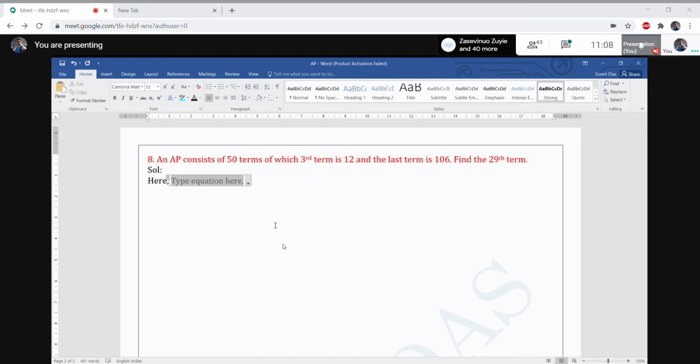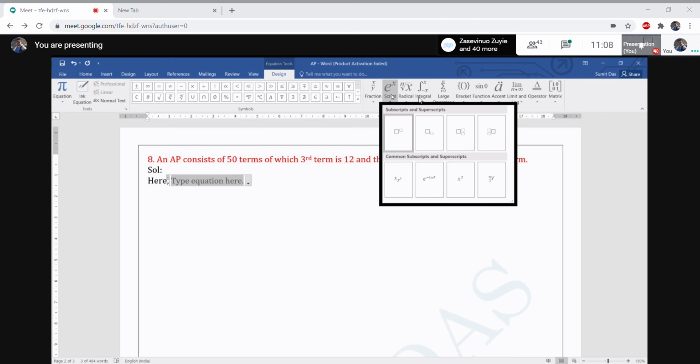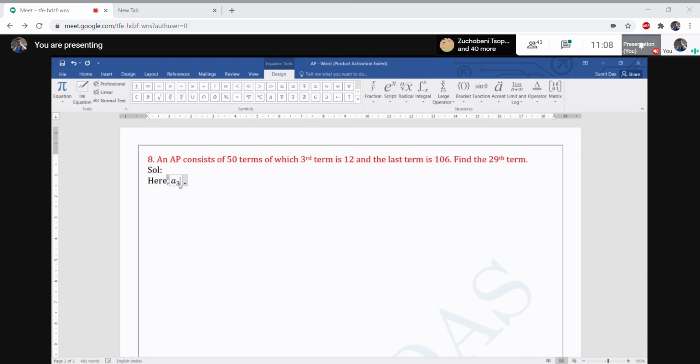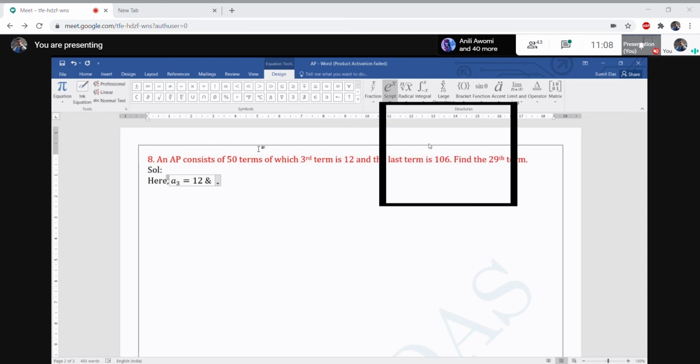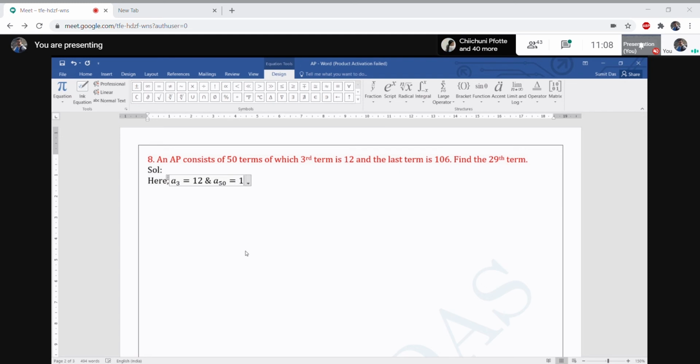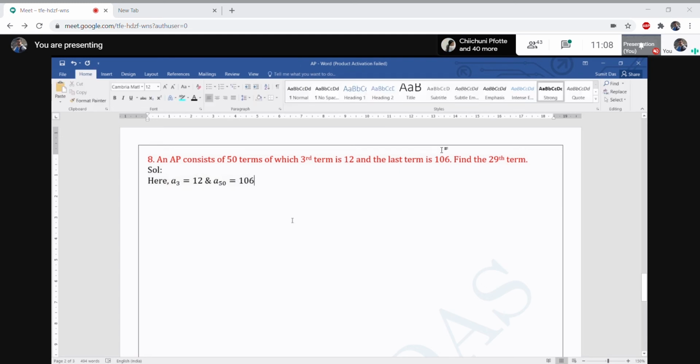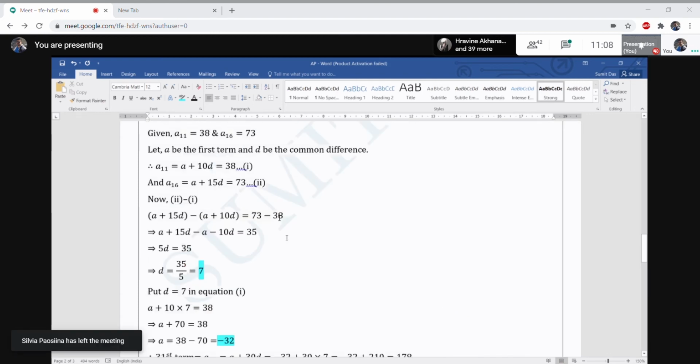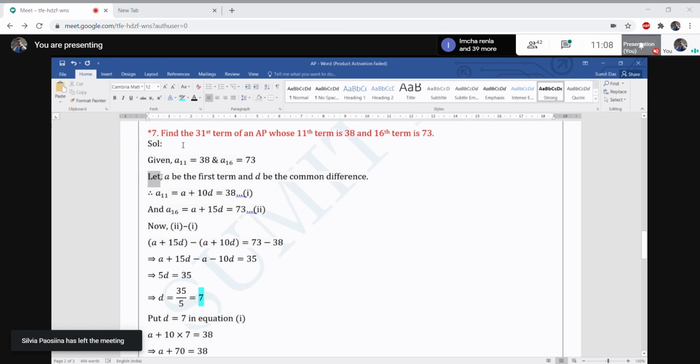Here, third term means A3. A3 is equal to 12, and the last term, what is the last term here? This consists of 50 terms, so the last term will be A50. A50 is equal to 106. We have to find the 29th term. So basically the same as before. The rest of the part you have to do by yourself.